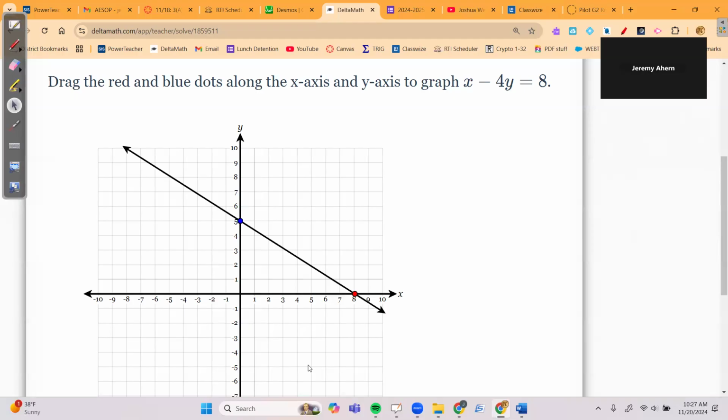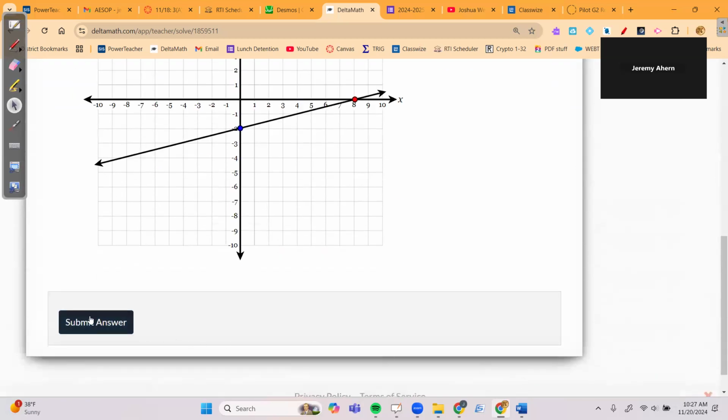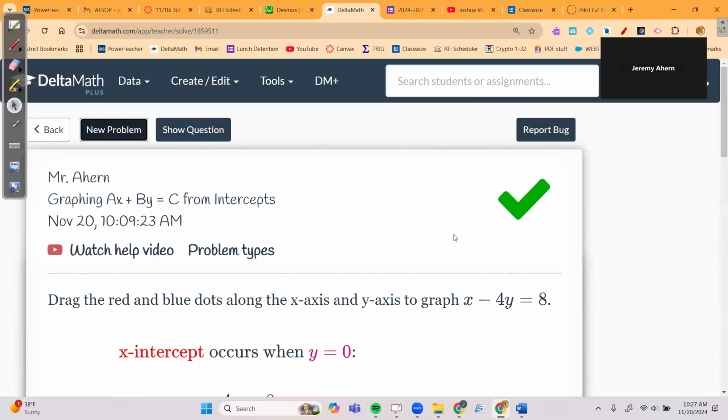And then what's the y-intercept going to be? Correct. If you destroy the x and everything with it, the equation remaining is -4y equals 8. Divide by -4. You can do that in your head. y equals -2. So I grab the y dot, the blue one, and I pull it down to -2, and then I submit my answer. It's pretty remarkable, isn't it?